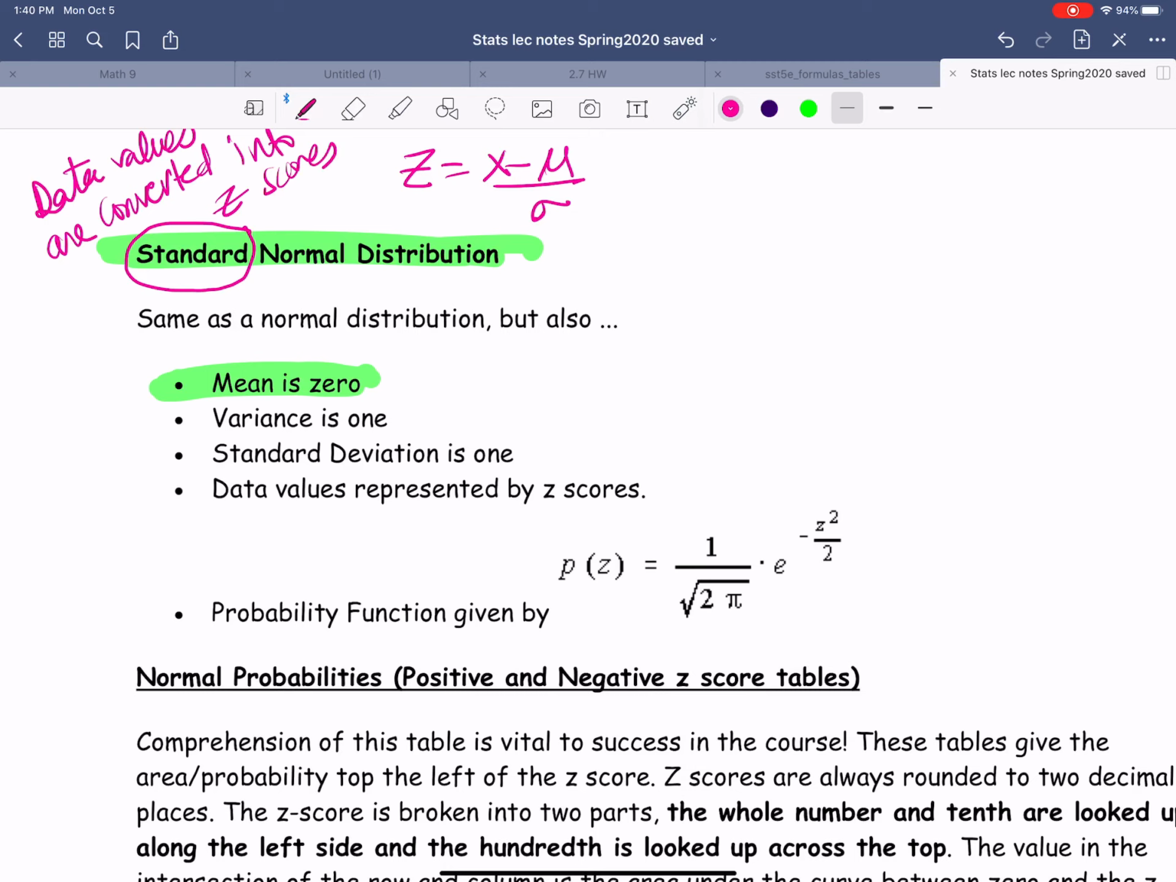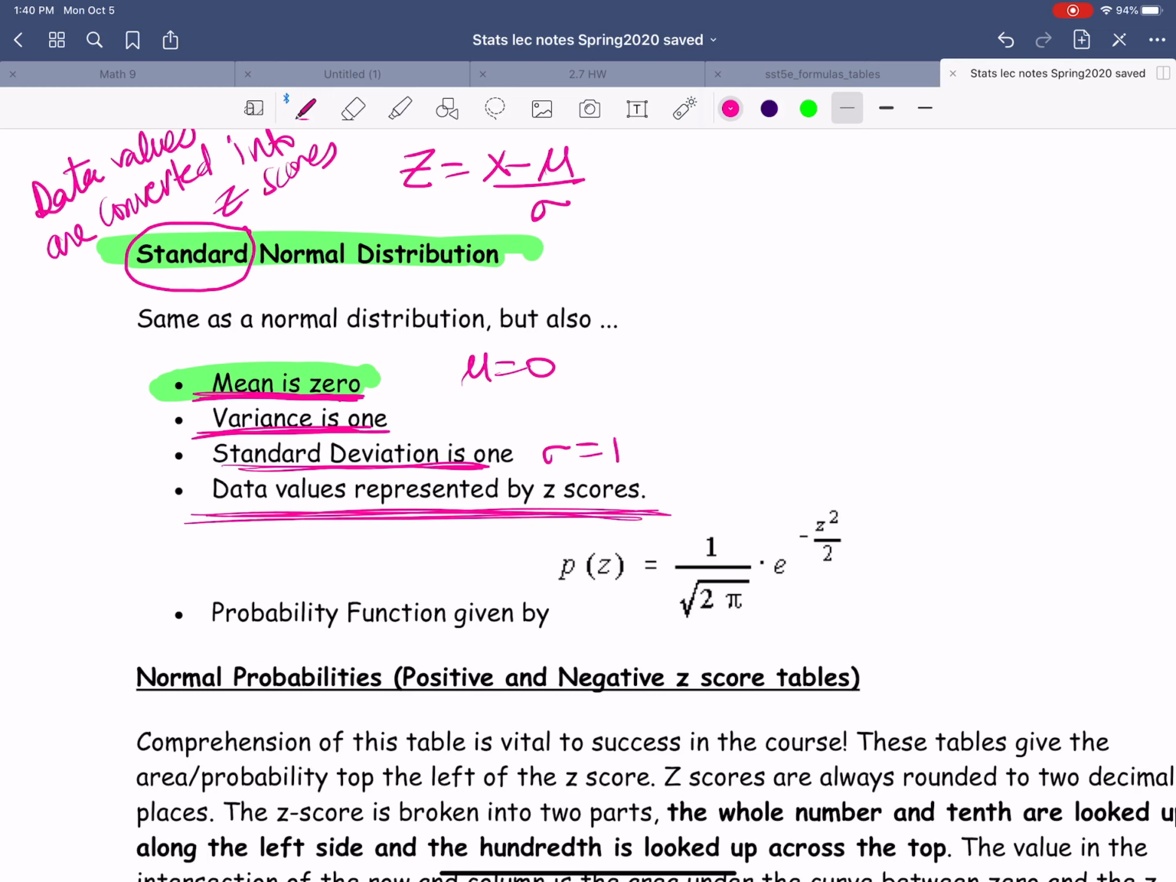In the standard normal distribution, the mean is 0, so the data value is 0 as well when the mean is 0. The variance is 1 and the standard deviation is also 1. Remember, standard deviation is the square root of the variance. The data values are represented by the z-score. So the z-score represents the data values.